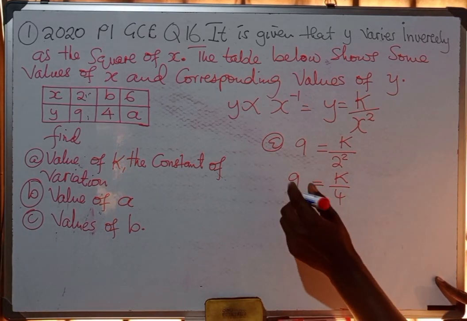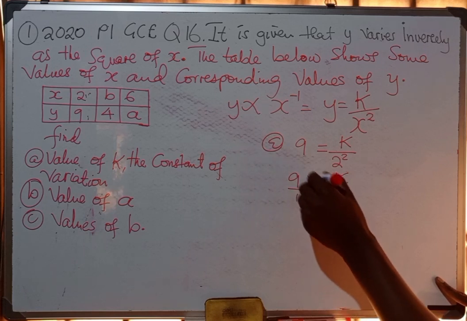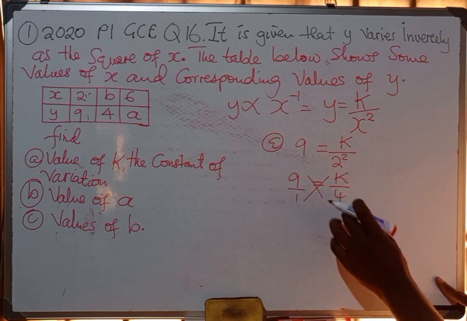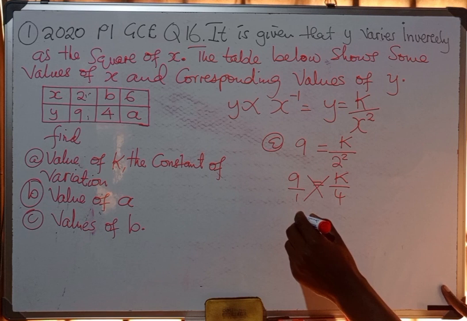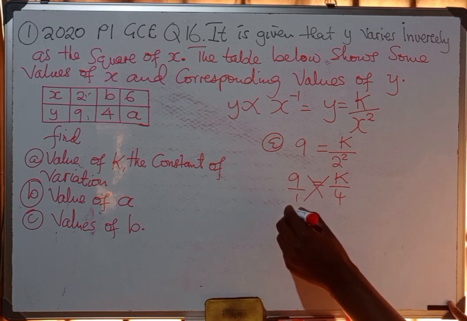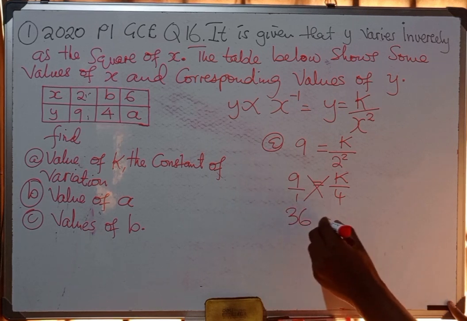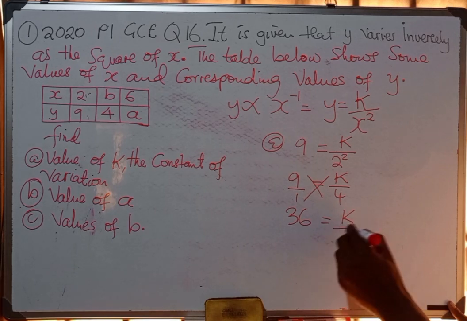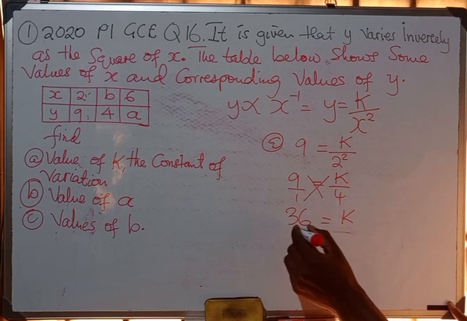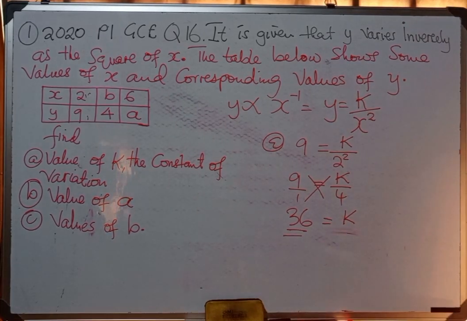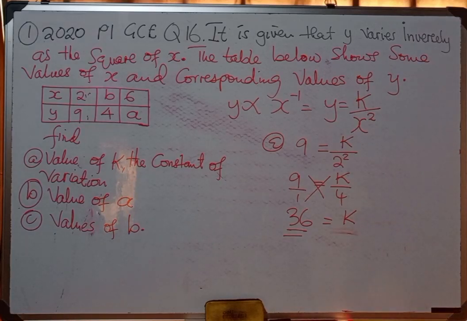So now we are going to cross multiply. 4 times 9, the answer will be 36. So 36 is equal to k. Or rather, the value of k is 36. The value of k is 36.